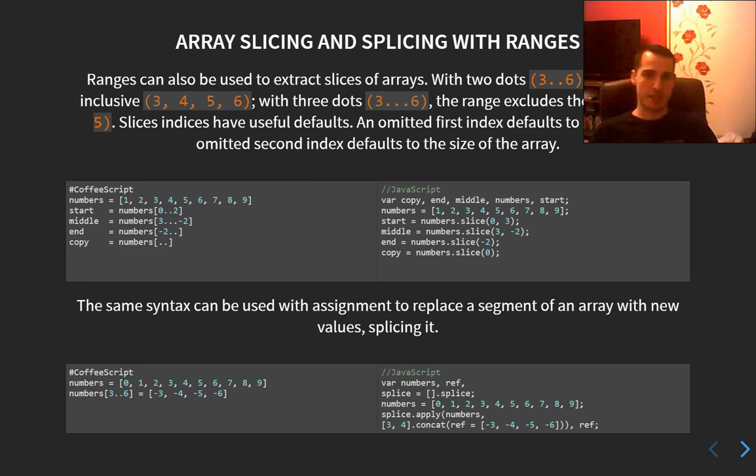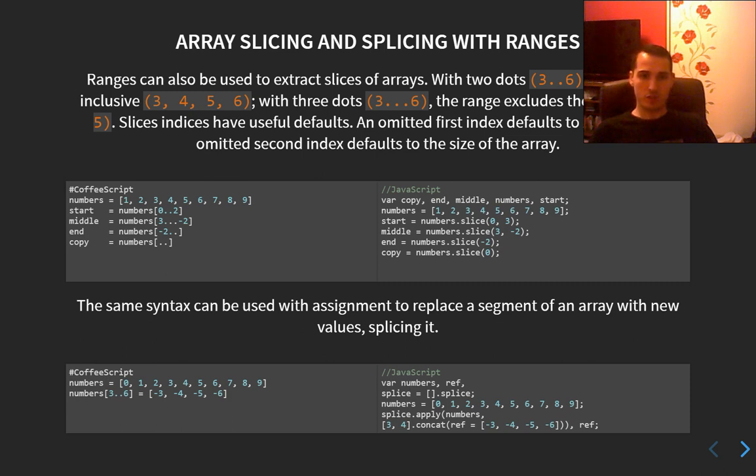Array slicing and splicing with ranges. Ranges can also be used to extract slices of arrays. With 2 dots, the range is inclusive of the first and last elements. With 3 dots, the range excludes the end of the array.